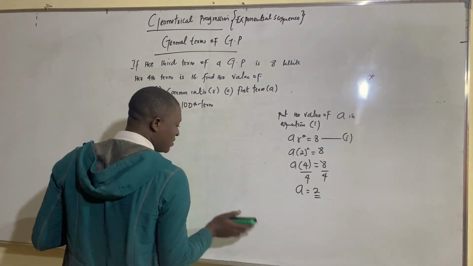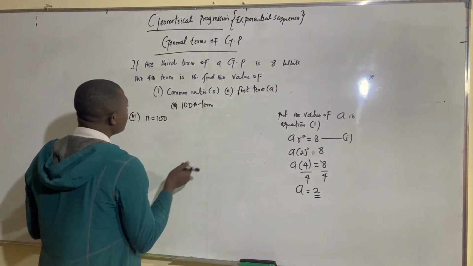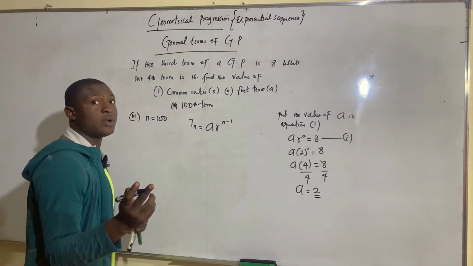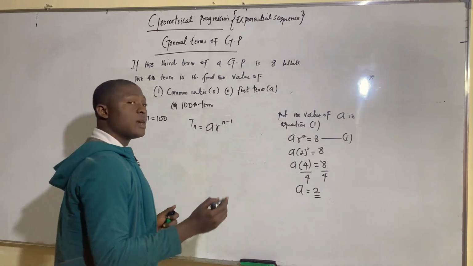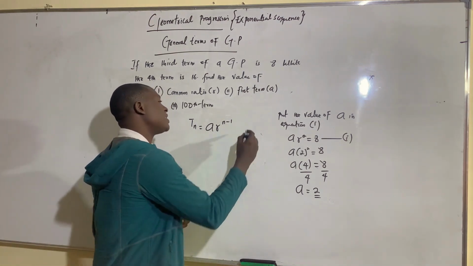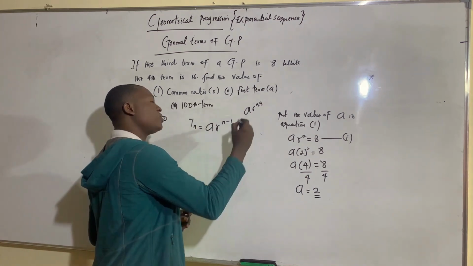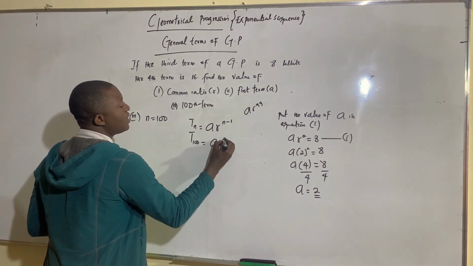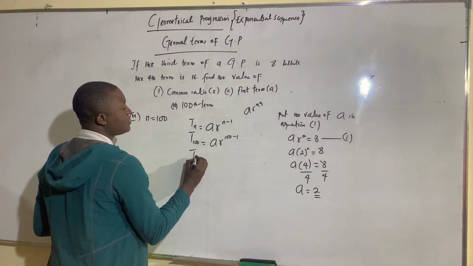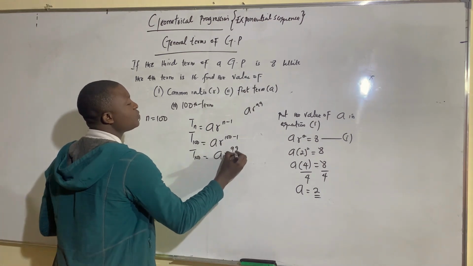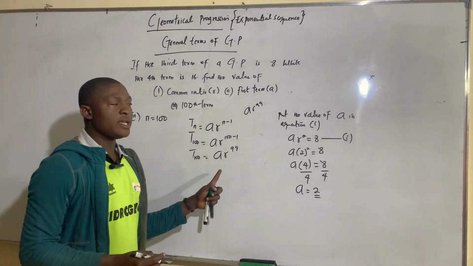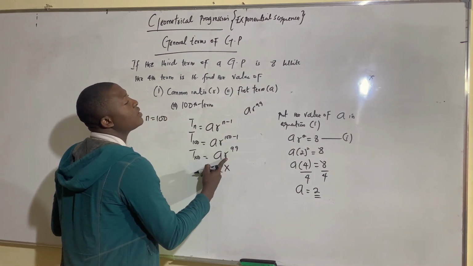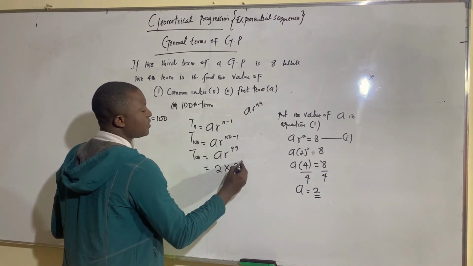So if I do that, let's say we are at Tn equal to A R to the n minus 1. So if I ask you now, how can we write the 100th term? Yeah, so that's going to be A R to the 99. So let's show it so that you can find it more interesting. T100 is equal to A R to the 100 minus 1. That's T100 is equal to A R raised to power 99. So what we have for A is 2, which is 2 multiplied by, what we have for R is 2 as well, 2 raised to the power of 99.